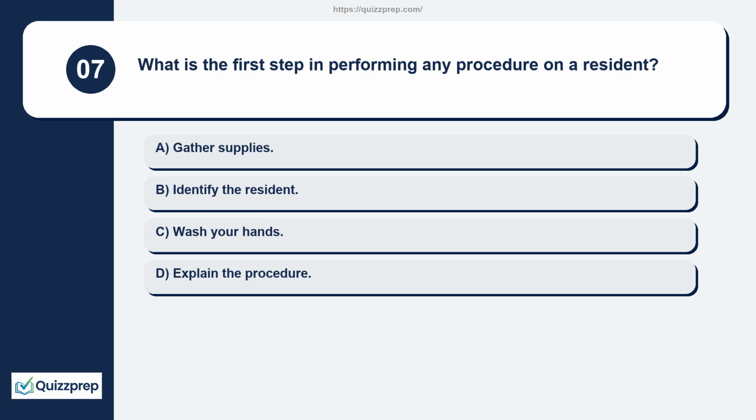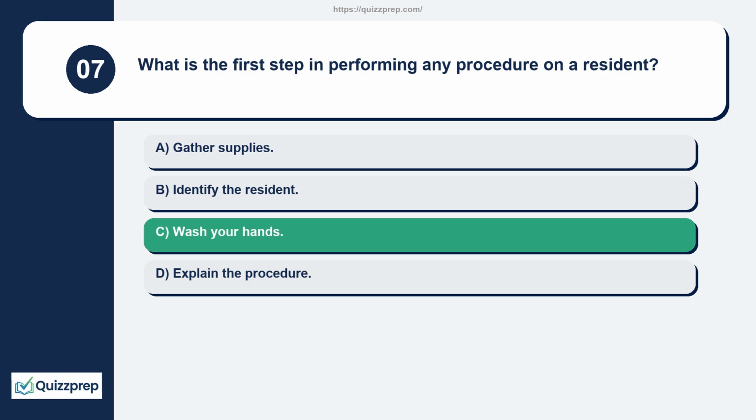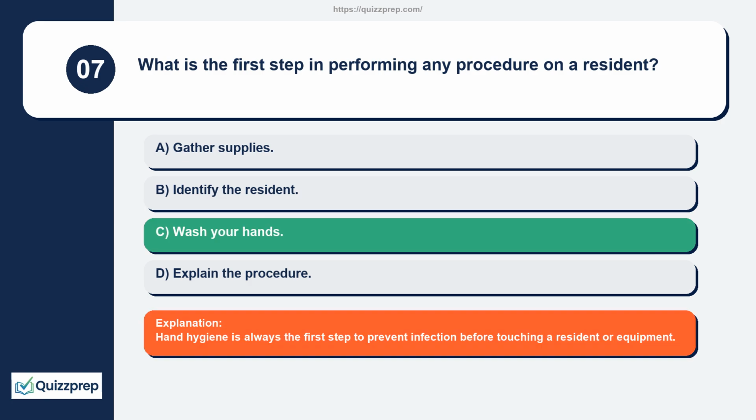Question 7. What is the first step in performing any procedure on a resident? Gather supplies, identify the resident, wash your hands, explain the procedure. Hand hygiene is always the first step to prevent infection before touching a resident or equipment.